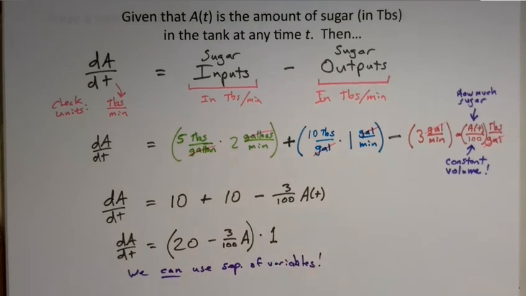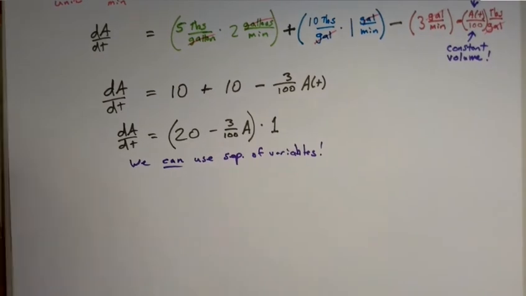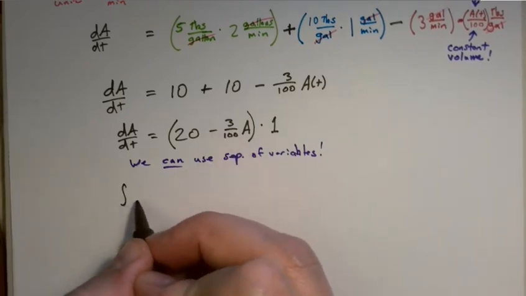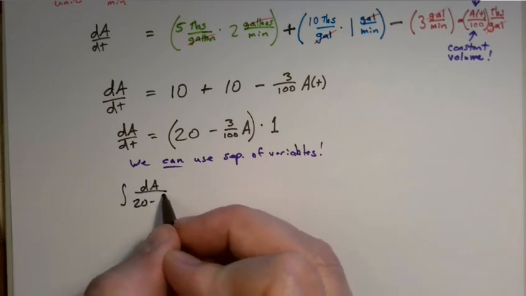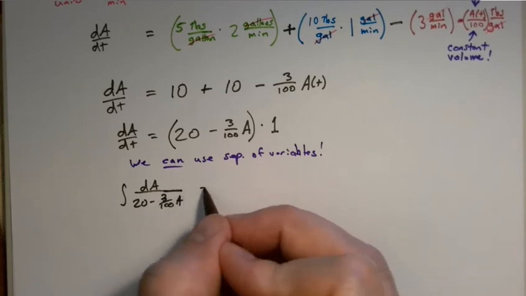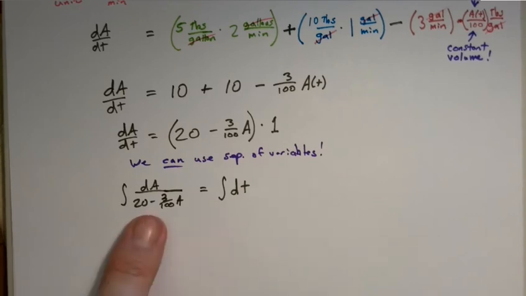Now I say we can use separation of variables, but we could also just use Maple. So what I'm going to do is write out what this is going to look like if you did a separation of variables method. You divide both sides by that, and you'd have the integral of dA over 20 minus 3 over 100 times A equals the integral of dt. Now the left-hand side, this integral looks terrible. It's really not that bad.